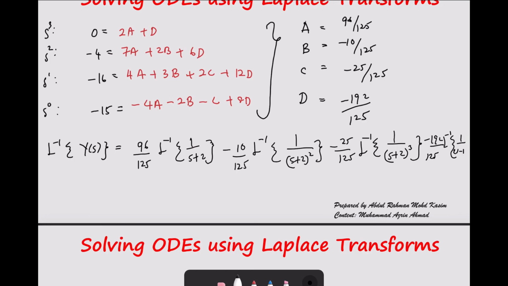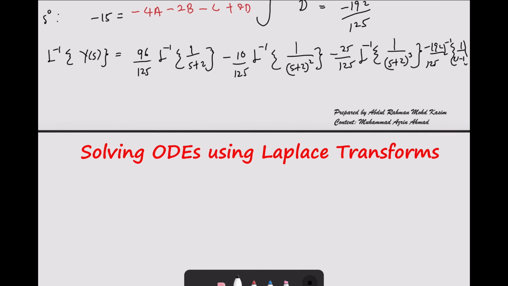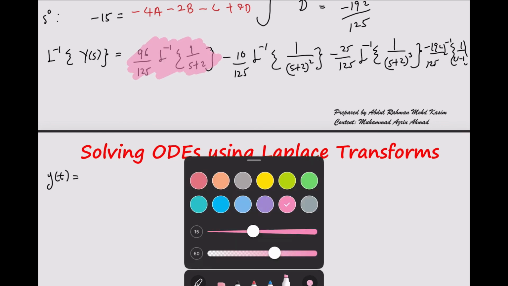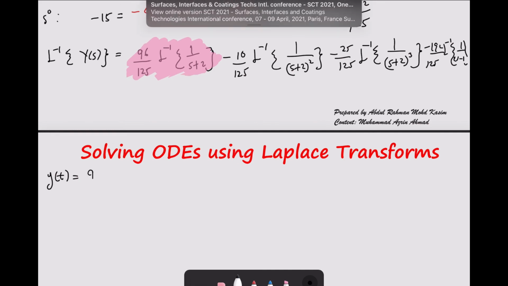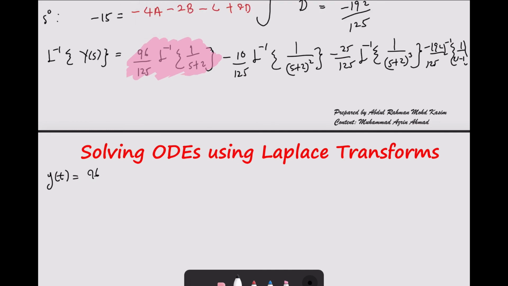1 over 2s minus 1. Okay, so now let's go to the inverse. So you will see that when you inverse the Y(s), you will directly get y(t). And then for the first term over here, you also can get directly from the table. So the answer for that one is 96 over 1 to 5, and then for this one you will have exponent -2t.